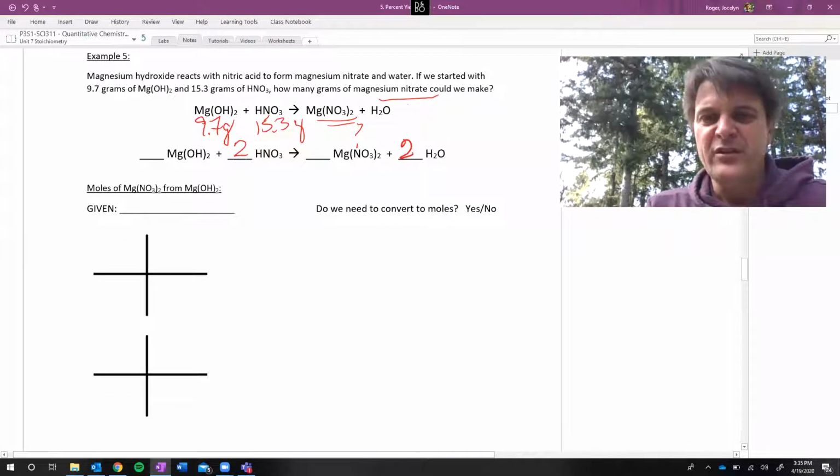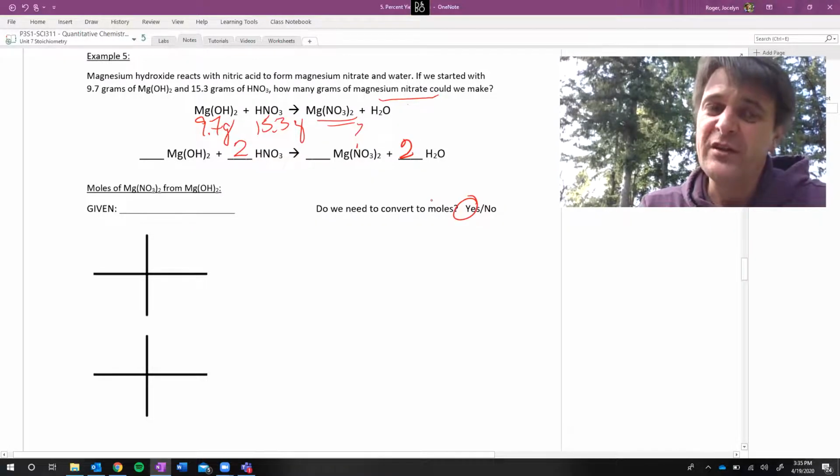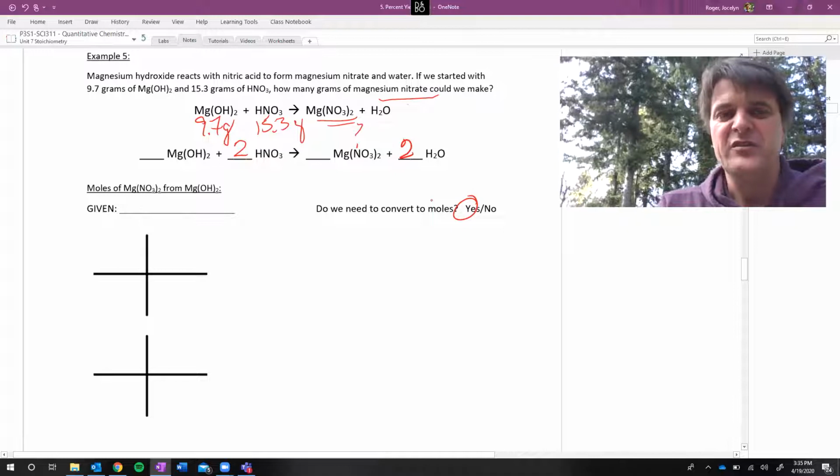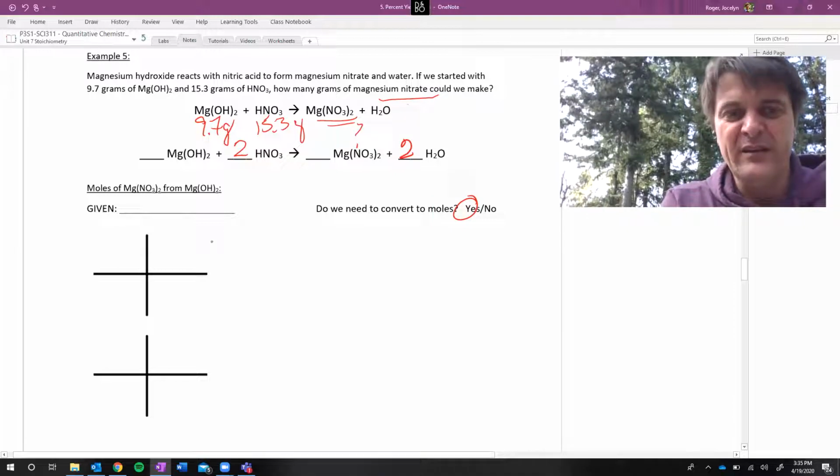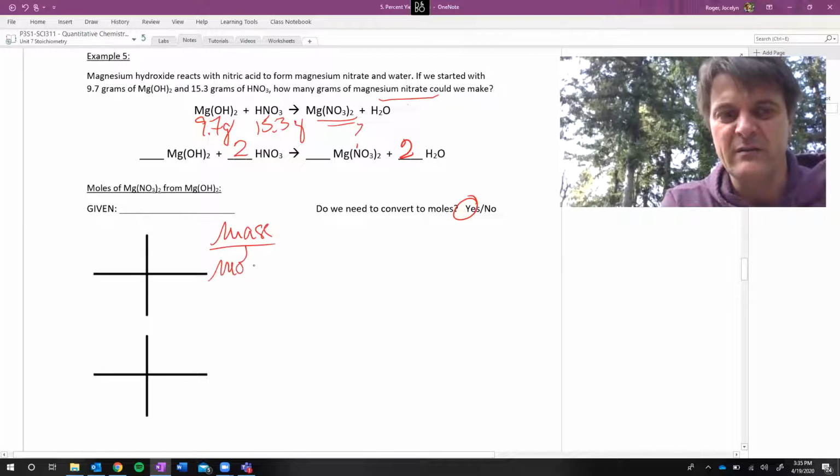Now, the first thing that we need to do, we do need to convert to moles, because what we're given in this problem are grams. And so to get to moles, we take the mass and we divide by the molar mass.